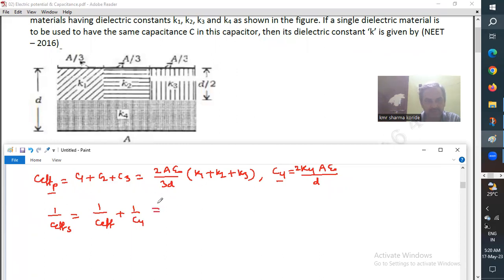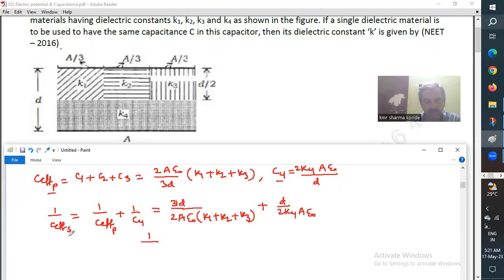So what is C effective parallel? This is C effective parallel, 1 by. So therefore, if you simplify properly, 3D will come up. 2A epsilon naught will be at the denominator. K1 plus K2 plus K3 plus, even for C4 also, D will come up. The denominator will be 2K4 A epsilon naught.